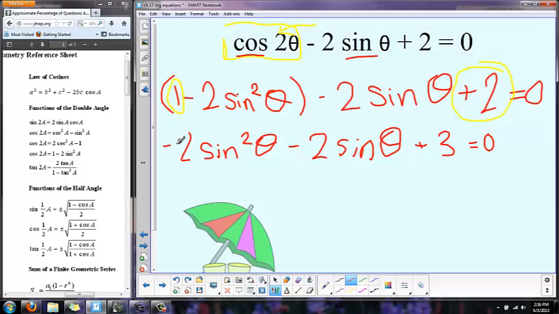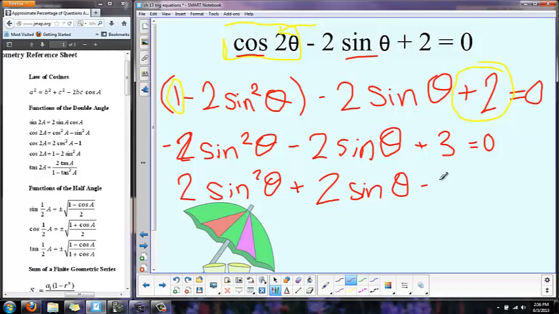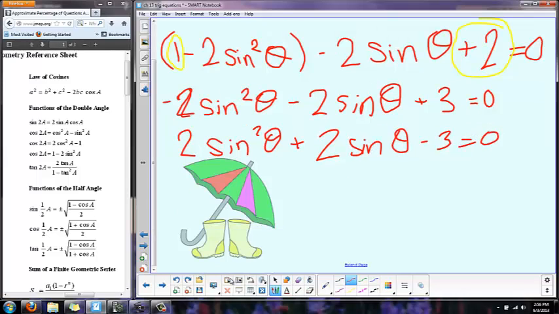Now, I have a leading term of 2, meaning I'm going to have to do circles and squares again. But first things first, I have to fix this. There's a negative out front, which we don't want. So I'm going to have to change all the signs. This is a positive 2 sine squared theta plus 2 sine theta minus 3 is equal to 0. And now, yay, circles and squares. Fantastic. I love circles and squares so much. Except I really don't at all.